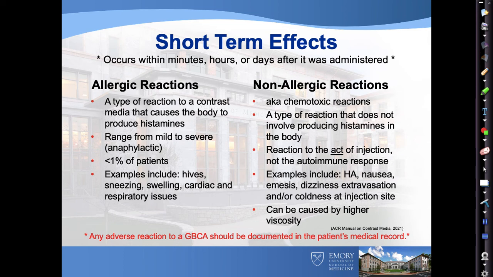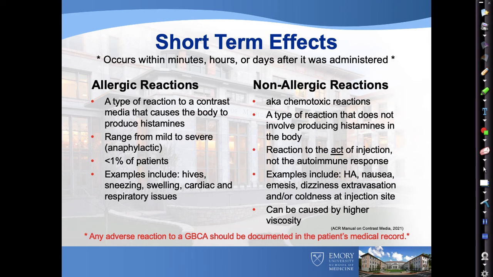Allergic reactions are a type of reaction to a contrast media that causes the body to produce histamines. These can range from mild to severe, and the severe is often termed anaphylactic. With MR contrast, these occur in less than 1% of patients. Examples of allergic reactions are hives, sneezing, swelling, and with more serious reactions, cardiac and respiratory issues.